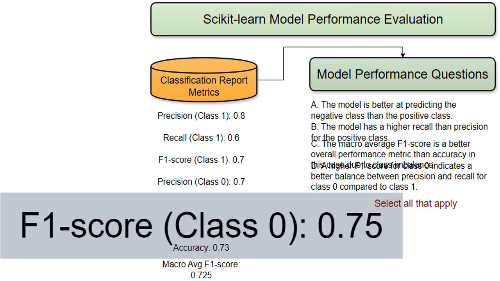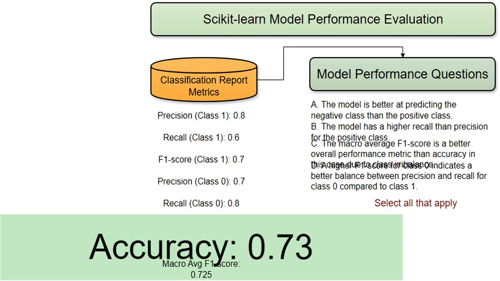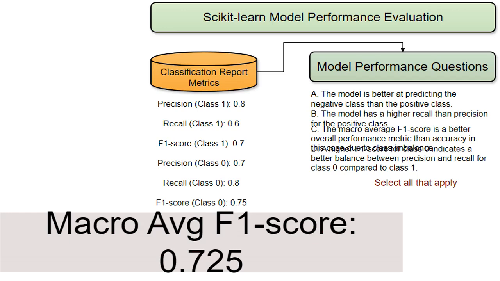The combined precision and recall score for Class 0 is 0.75, showing a better balance than Class 1. Notice it's slightly higher than Class 1's F1 score. The overall accuracy of the model: 73% of all predictions were correct. This is a simple percentage of correctly classified instances. This is the average of the F1 scores for Class 0 and Class 1, giving equal weight to each class. It considers performance on both classes equally.